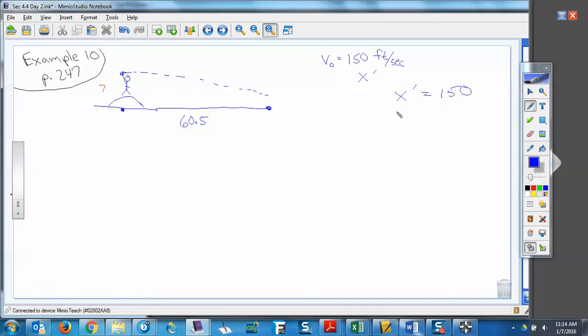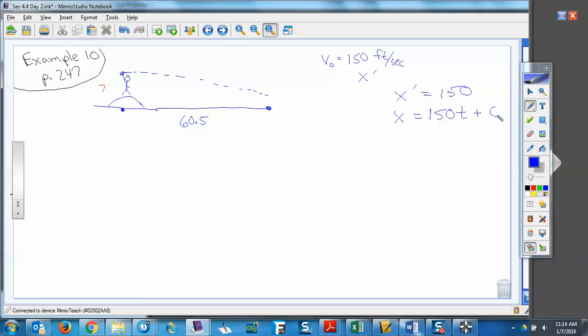So from that, we should be able to get an X equation. Because going from X prime to X means to do what? The antiderivative. What's the antiderivative of 150? 150 T, right? We're already using X for other stuff. T is our input variable. 150 T plus some constant. Now, how do we find that constant?